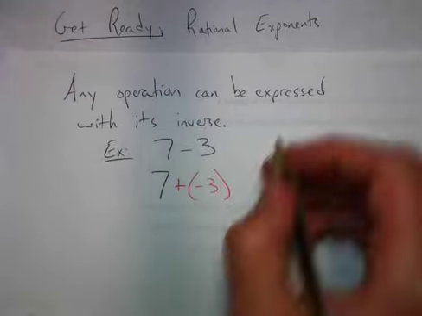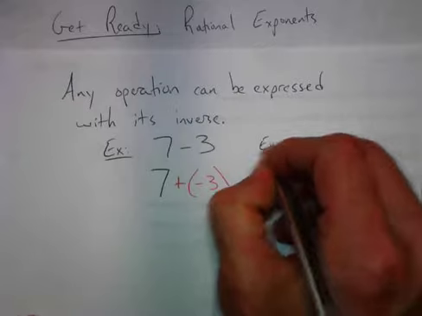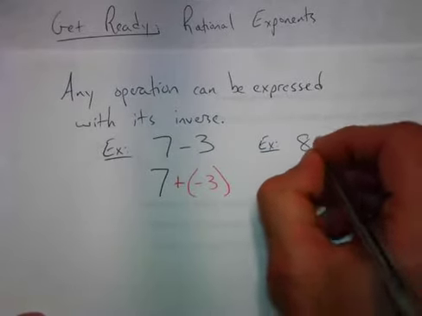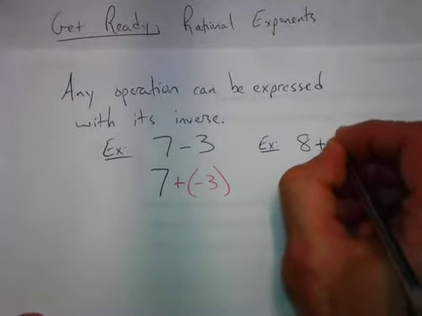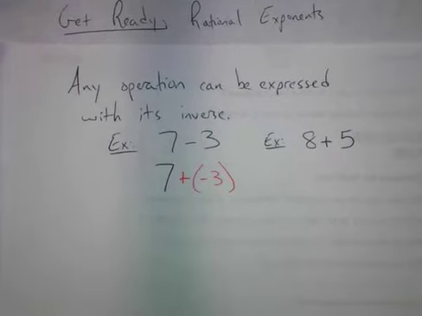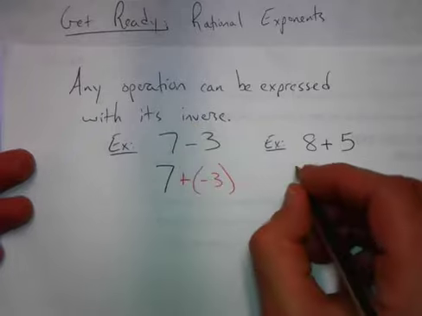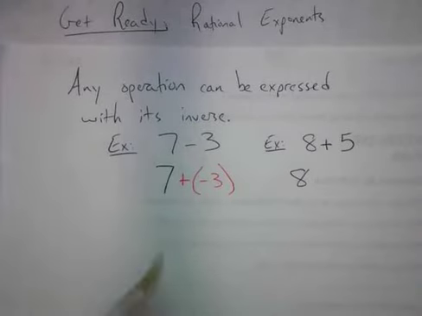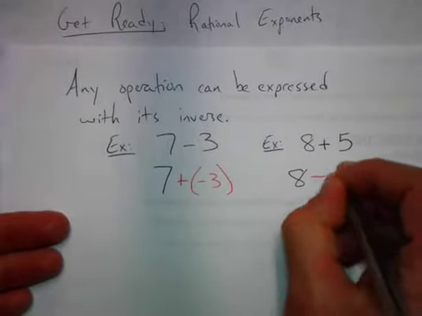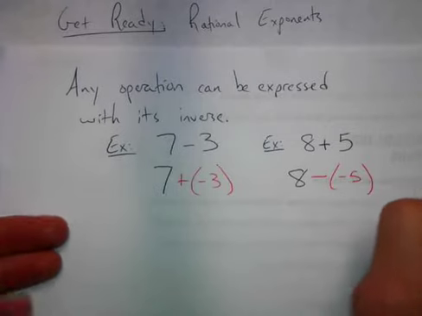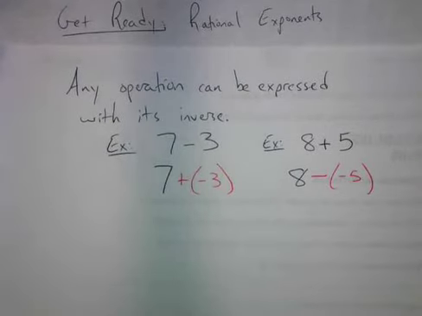And the same thing can be said for addition. If I had 8 plus 5, no doubt that is addition. But can I express that particular use of the operation with its inverse, which is subtraction? And of course I can. I can call that 8 minus negative 5, and I'm able to express that addition as subtraction. That's just a fact of inverses.